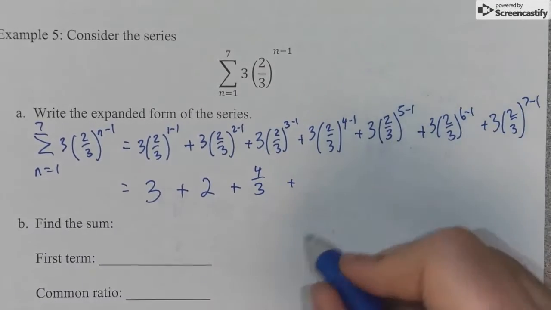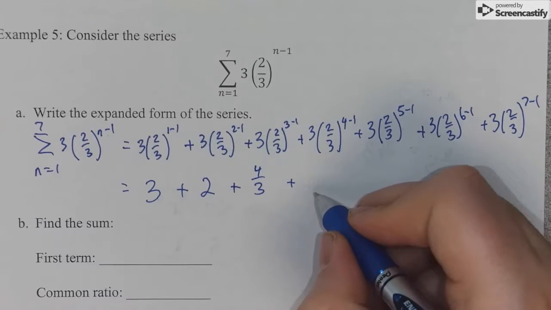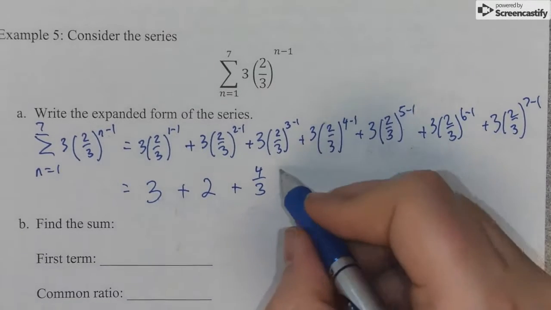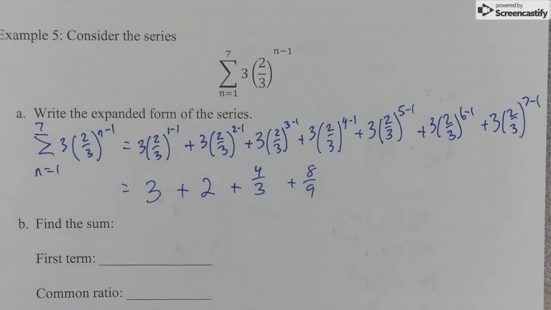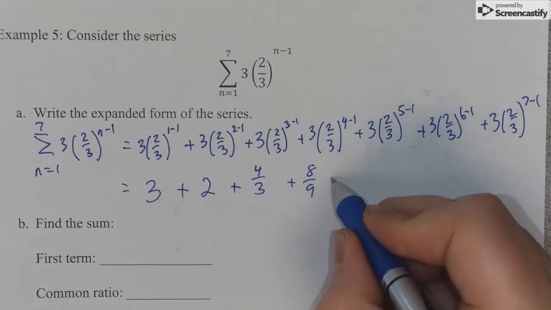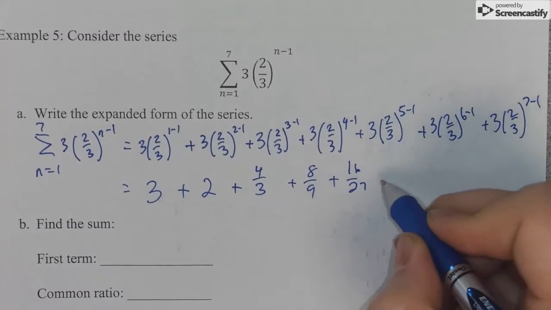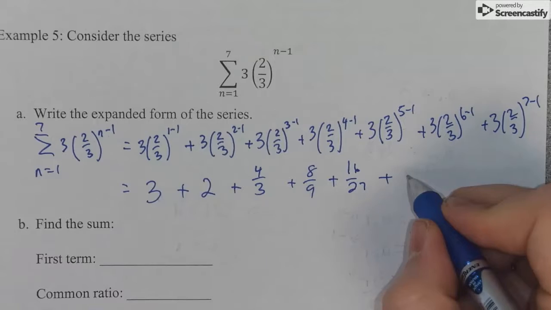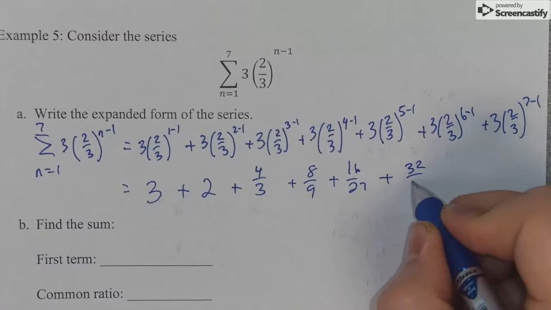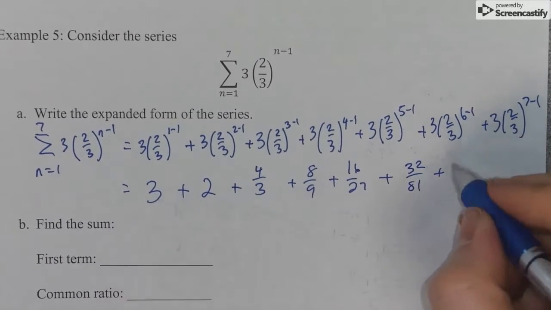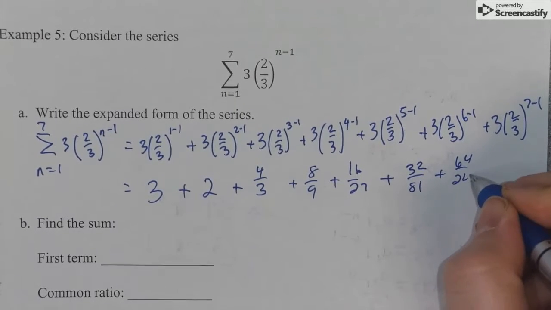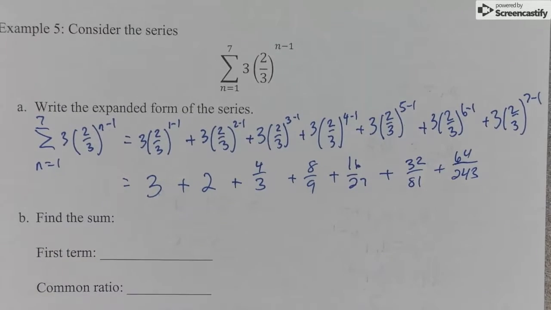The next would give you 8/9. And then the next one would give you 16/27. And the next one would be 32/81. And the last one would be 64/243. So this would be the expanded form of the series. And you could add all those up and see what that sum would be.